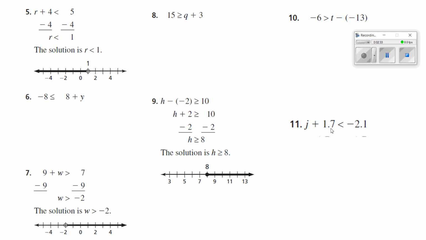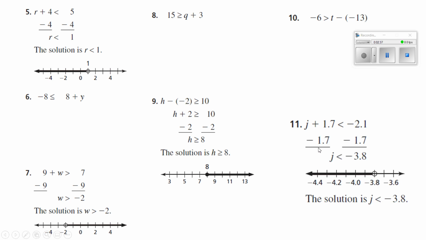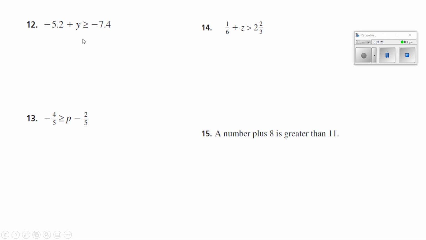Number 11 is mine. I'm going to have to subtract 1.7 from both sides. When I do this, I see I have 2 negatives. That means when my signs are the same, I add. 1 plus 7 is 8. 2 plus 1 is 3. I keep the sign in front, and j has to be less than -3.8. So all the numbers that are less than -3.8. It doesn't include it because it's not equal to it. All right, let's move on. Number 12 is yours to do.